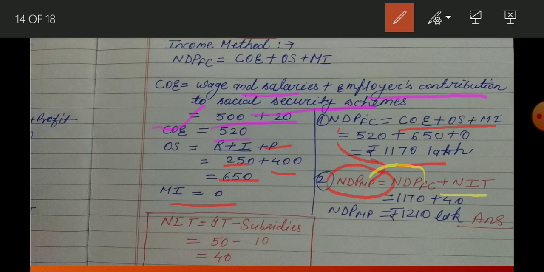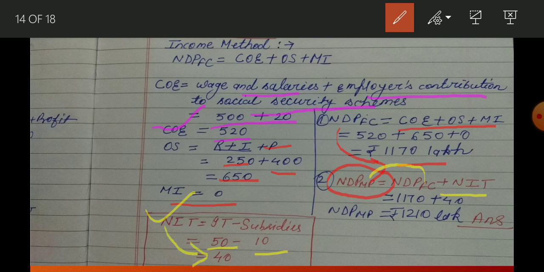By subtracting, when we subtract subsidy from indirect tax, this is NIT equal to indirect tax minus subsidy. The value of indirect tax is given 50 and the value of subsidy is given 10. When we subtract it, we get the value of NIT, that is 40.